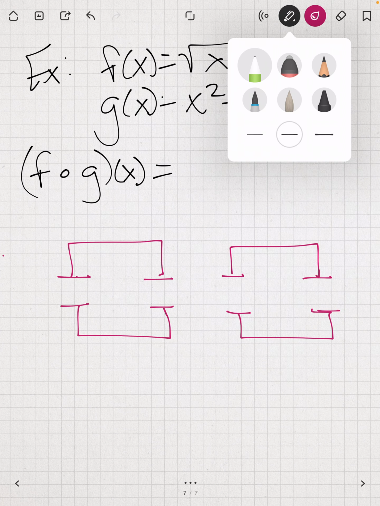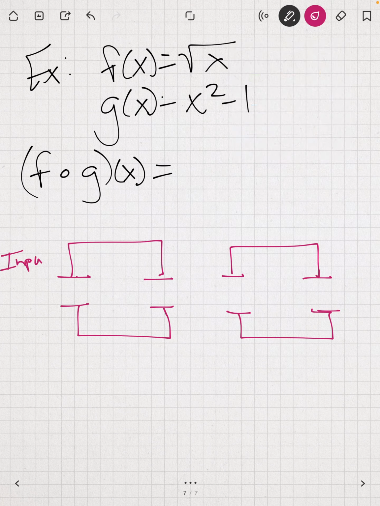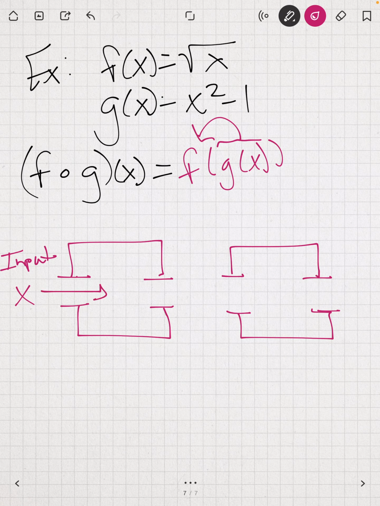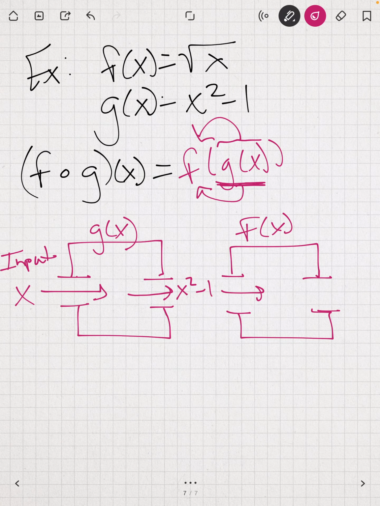And here we have our input. And remember, f composed with g of x is f of g of x. And so we need to find g of x and substitute that into f. So we have some input x that goes through the process g of x, and we said g of x was x squared minus 1. So when we go through that process, we get x squared minus 1. But then, because our g of x is inside that f of x, it goes into our f of x box, and that's our square root, and so we apply the square root, and we get the square root of x squared minus 1.